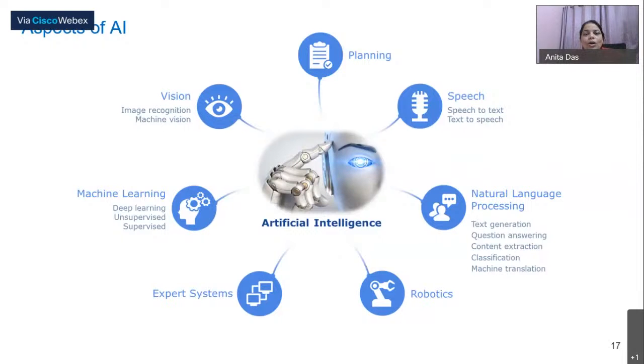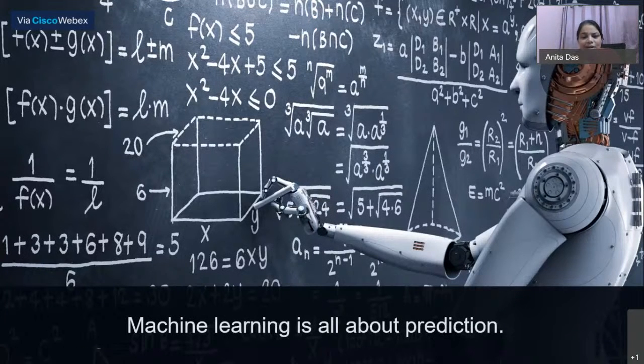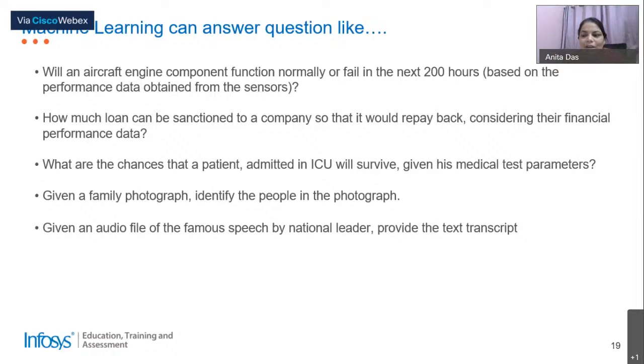Okay, so let us look at machine learning a little. Machine learning is all about prediction. Let us see what kind of problems we can solve using machine learning. Problems like, will an aircraft engine component function normally or fail in the next 200 hours based on the performance data obtained from the sensors? Questions like this. Is maintenance required in the coming 50 hours?